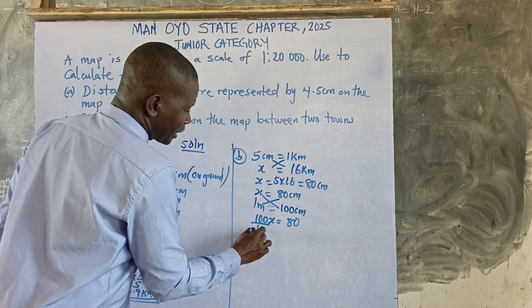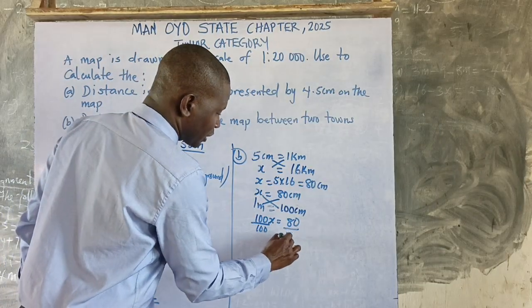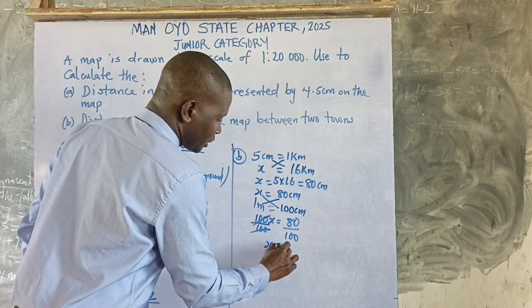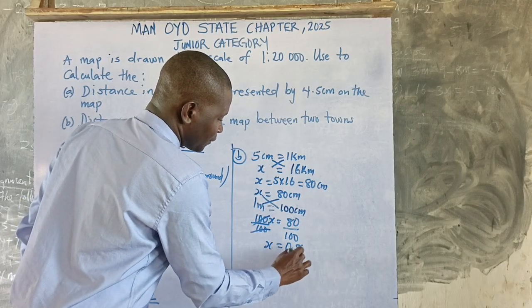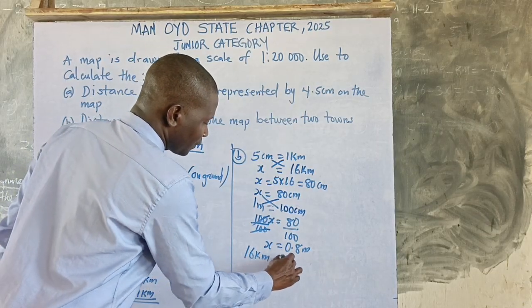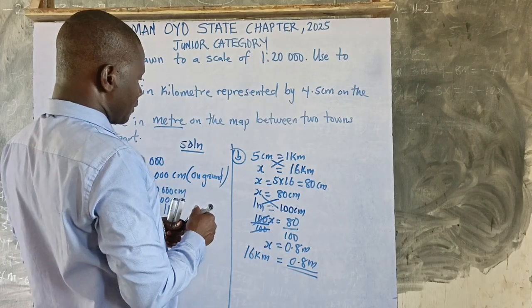So we divide both sides by 100, because we are converting centimeters to meters. That is what we are doing. This cancels this. x equals 80 divided by 100, which is 0.8. Therefore, 16 kilometers on the ground is equivalent to 0.8 meter on the map. This is the answer to the question.